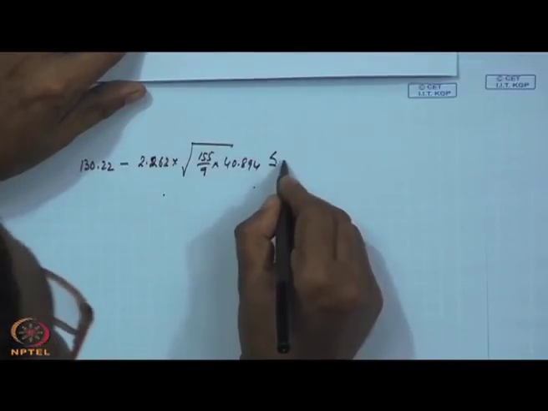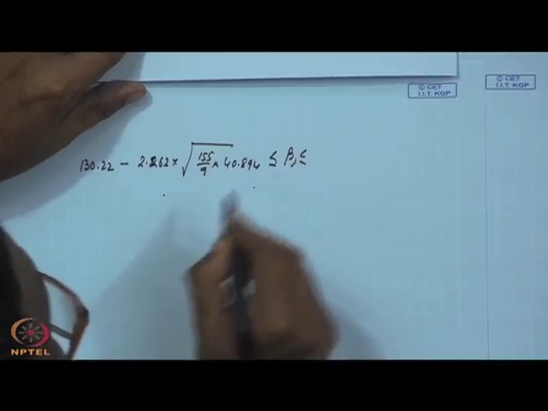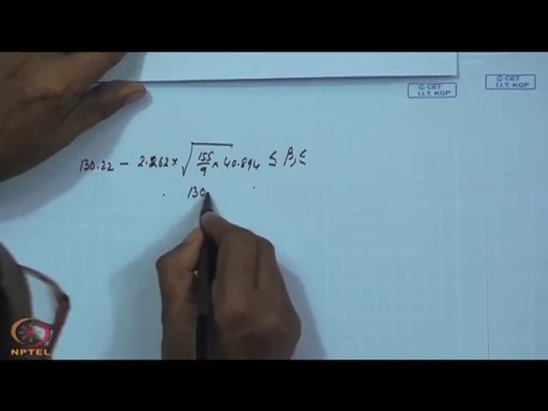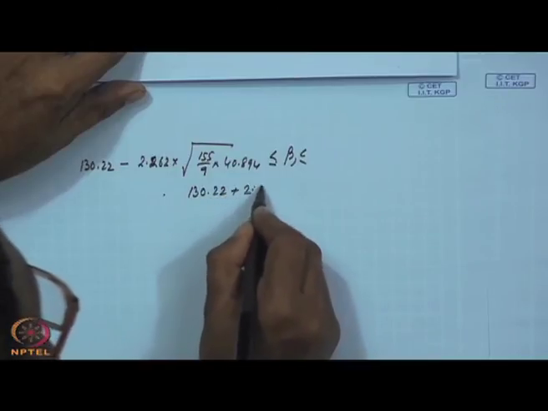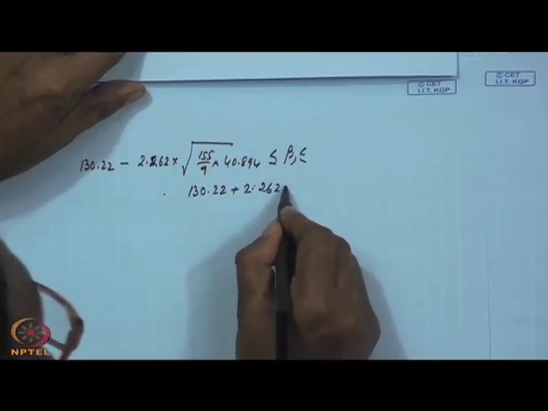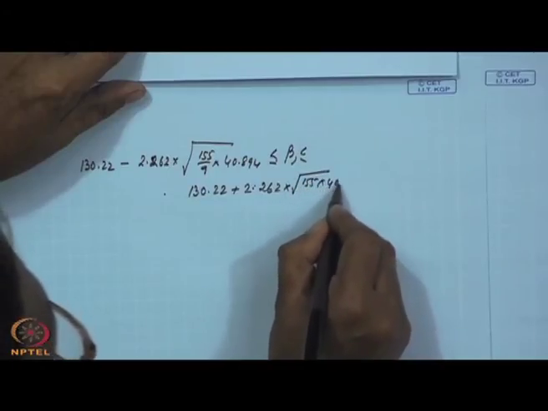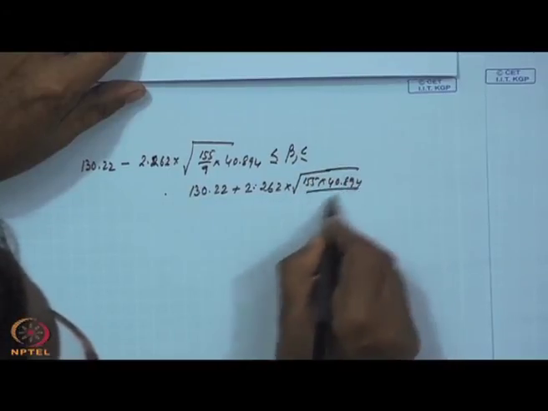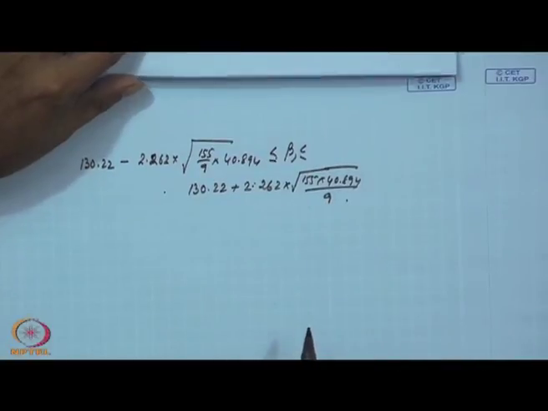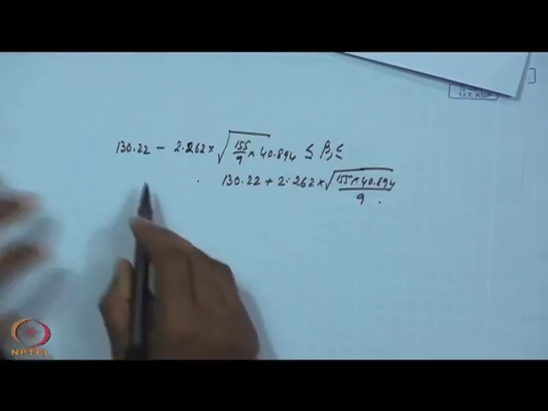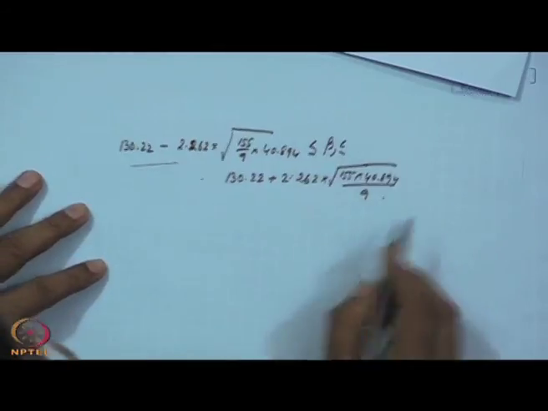That is less than or equal to beta j, less than or equal to, you will be getting some 130.22 plus 2.262 into square root of 155 into 40.894 divided by 9. Now you have to see what this value is, how much it will come. Some range you will be getting.